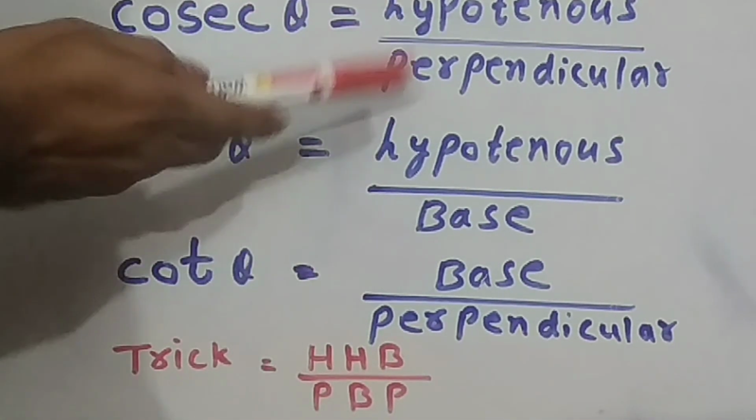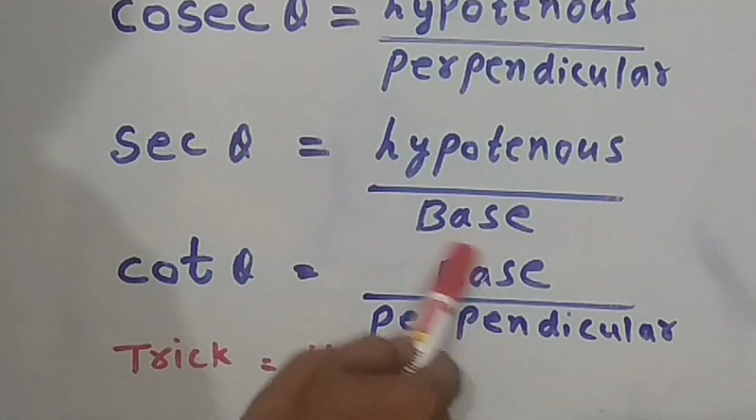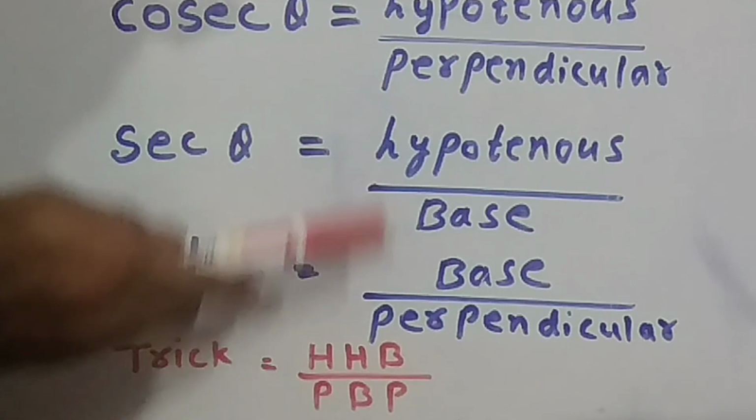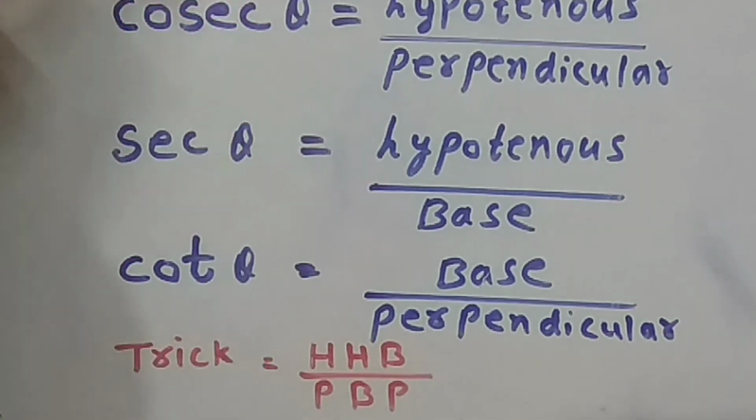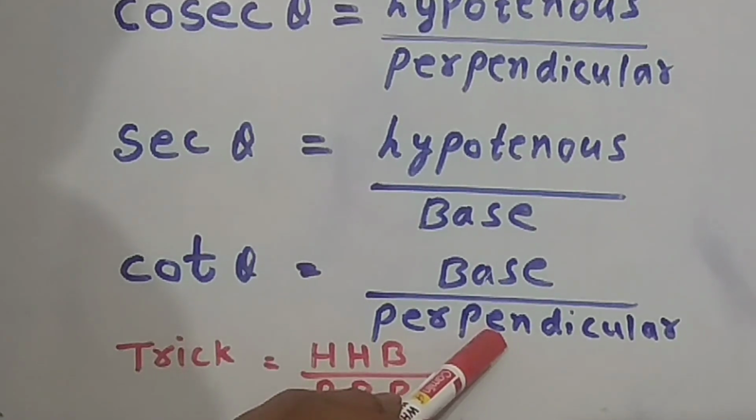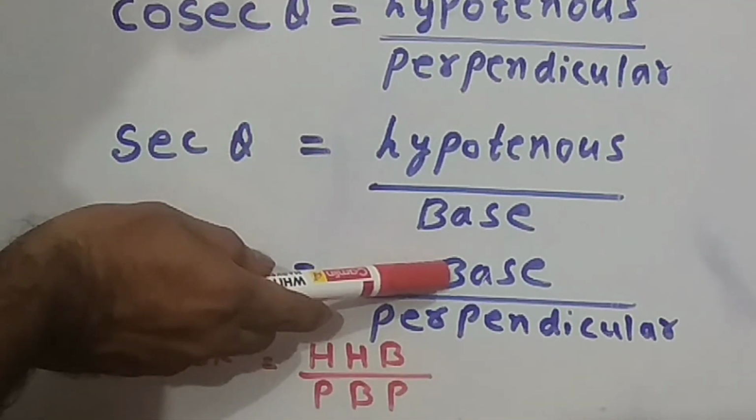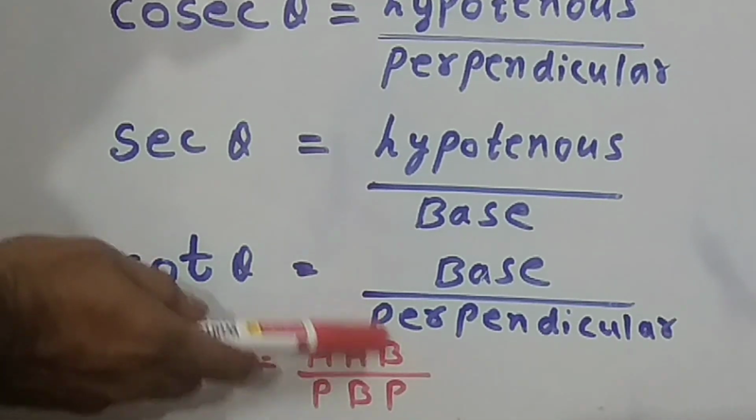For sec theta, hypotenuse upon base, this H and B, this base. And for cot theta, base upon perpendicular, this is B, this is P. B for base, P for perpendicular.